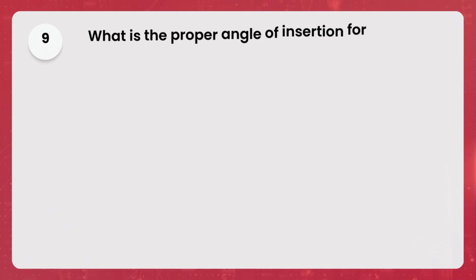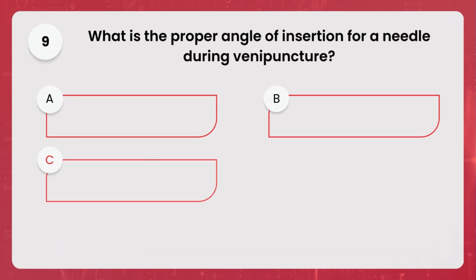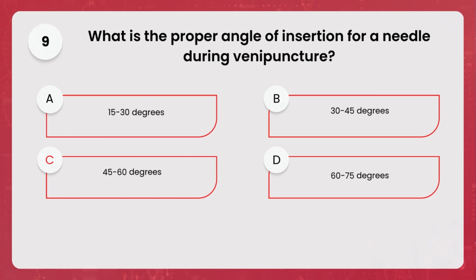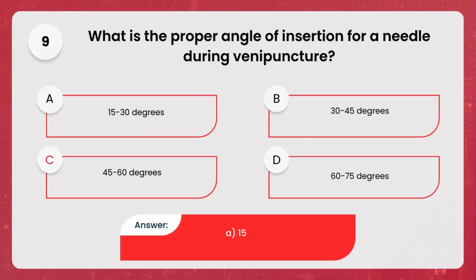Number 9. What is the proper angle of insertion for a needle during venipuncture? A. 15 to 30 degrees. B. 30 to 45 degrees. C. 45 to 60 degrees. Or D. 60 to 75 degrees. The answer is A. 15 to 30 degrees.